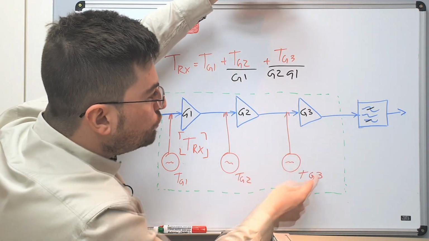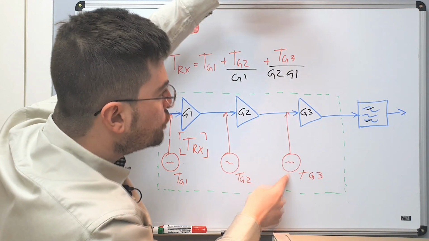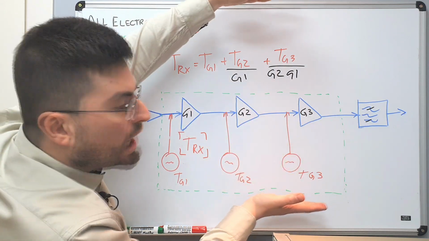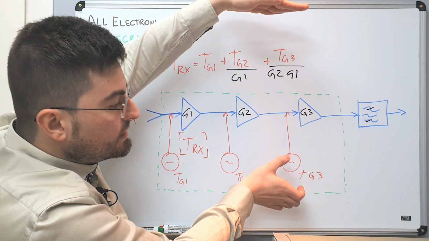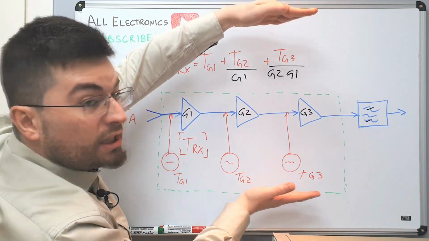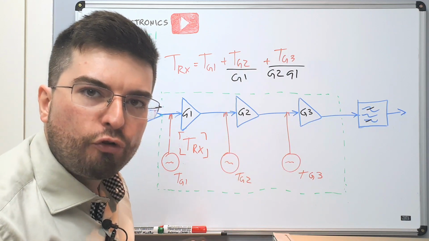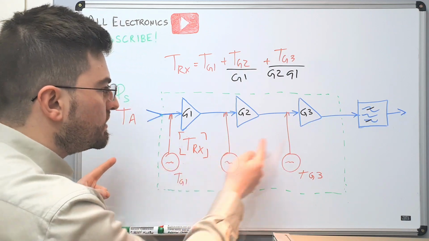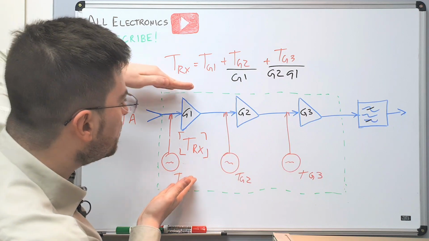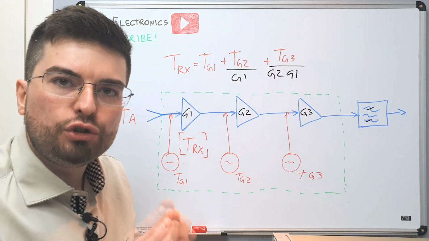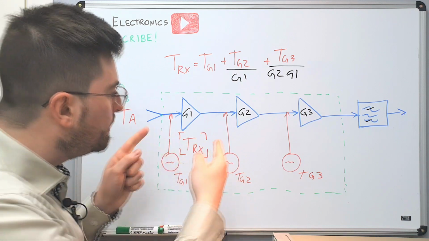So here the contribution of the noise temperature to the overall temperature is even lower because the signal is much larger here and the noise is small in comparison to the amplitude of the signal. So the major contribution for noise temperature in a receiver chain is the first amplification step. This is why it's so important to have a low noise amplifier.